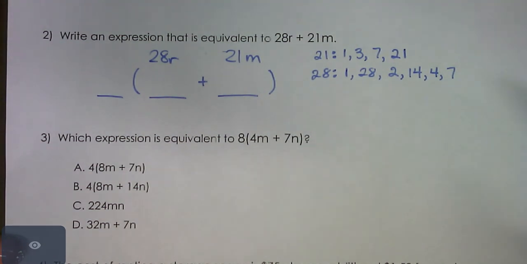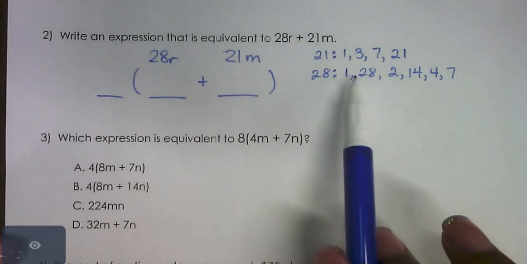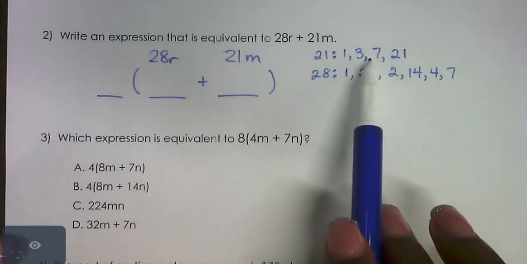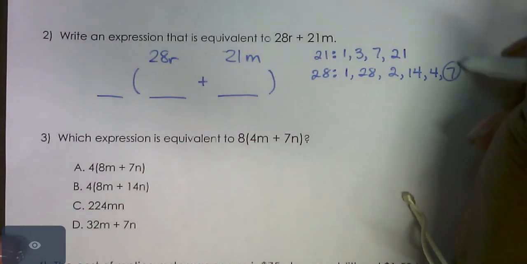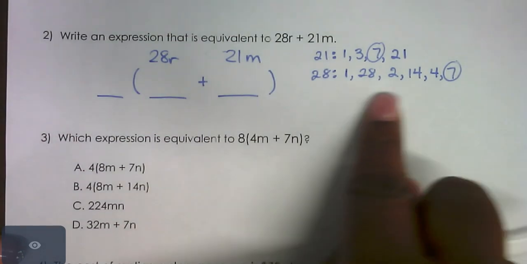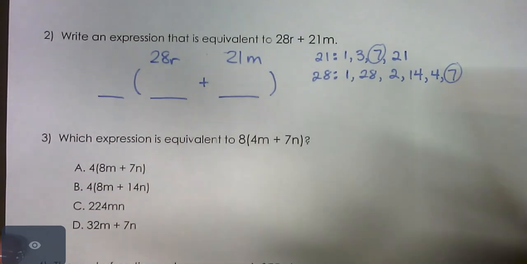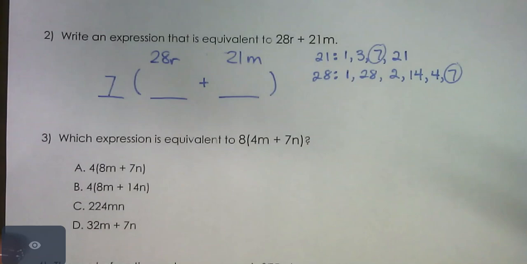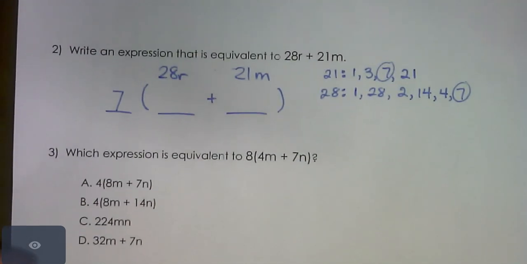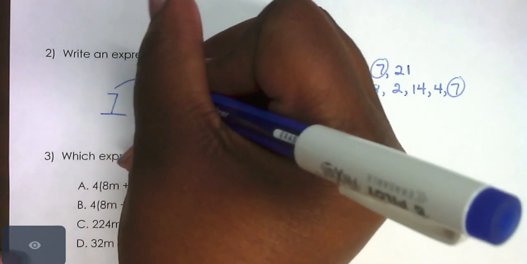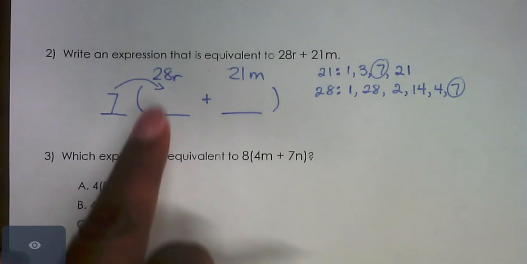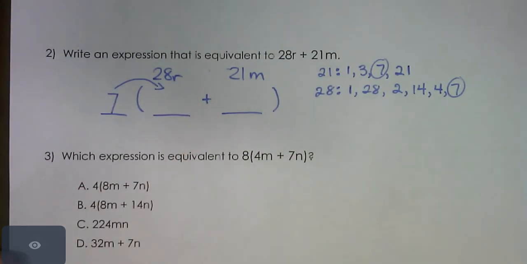So let's see the ones they have in common. They both have a 1 in common. Very good. Let's see, not a 3, not a 28. Look at that. Not a 2, not a 14, not a 4. But they do both have a 7. And that is the greatest one they have in common because that 7 is greater than that 1. So that means that 7 is what's going outside of my parentheses because that is what both of these have in common.